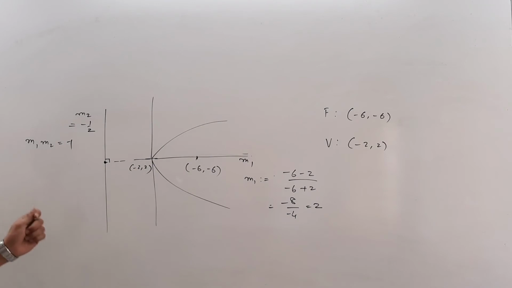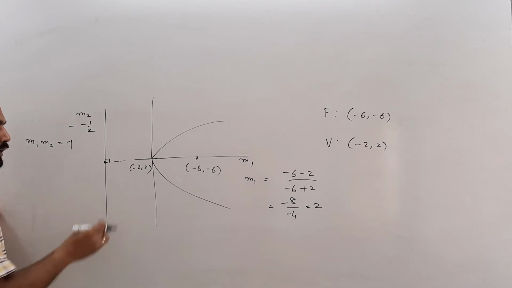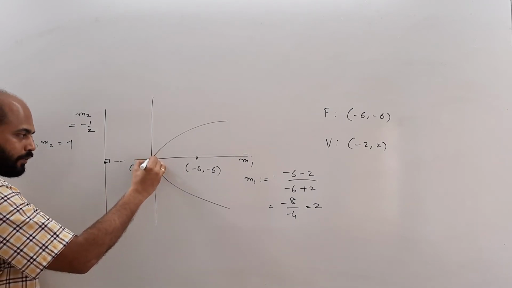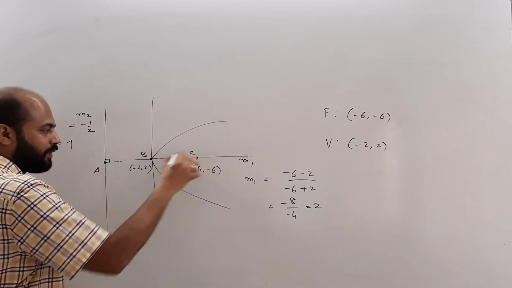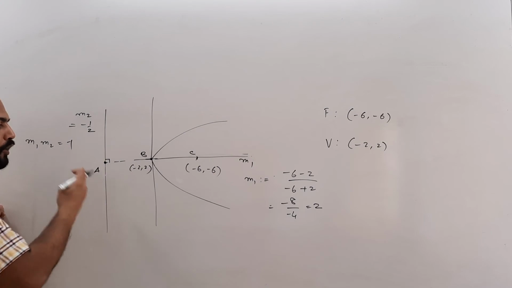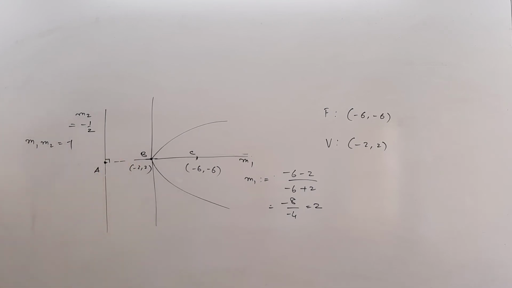Now it's always the case that this happens to be the midpoint of the focus and this point. So if I consider that these points are A, B, C, B is always the midpoint of the line segment AC. So now we can find the point A as well. If I consider it as h comma k, I can write h minus 6 by 2 is going to be minus 2 and k minus 6 by 2 is going to be 2.